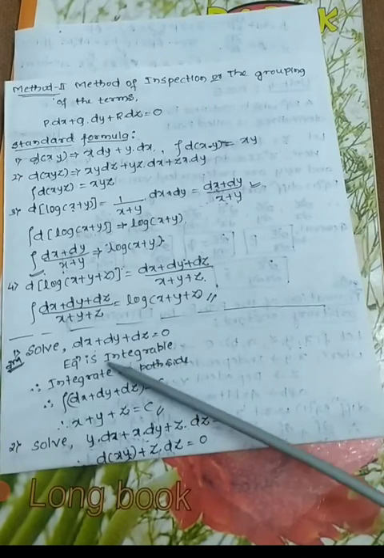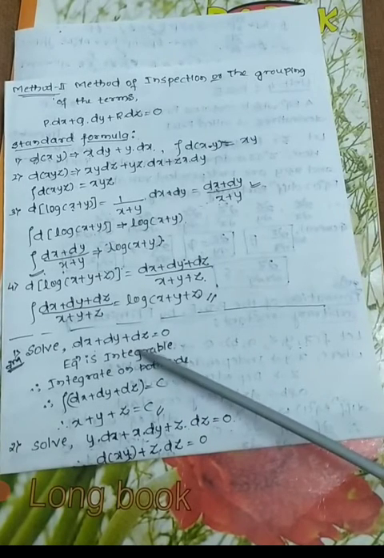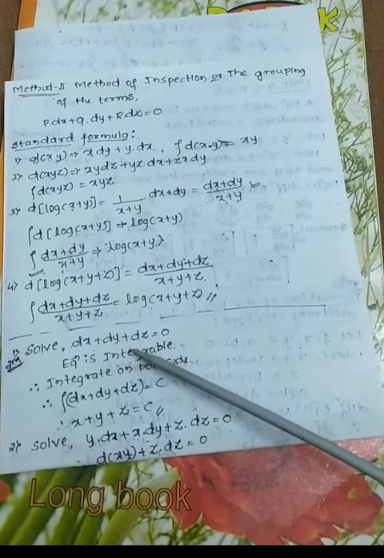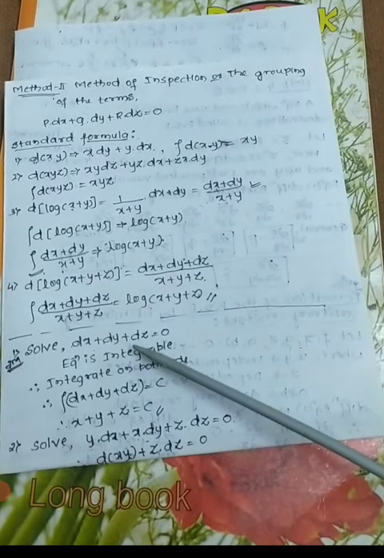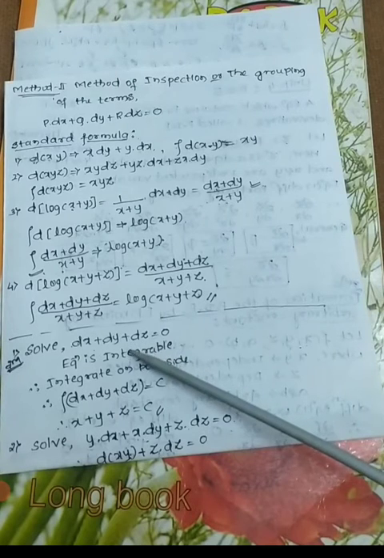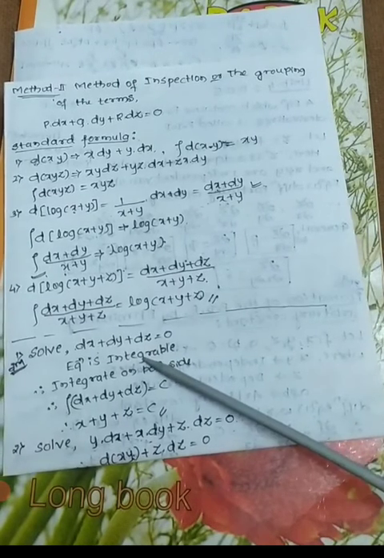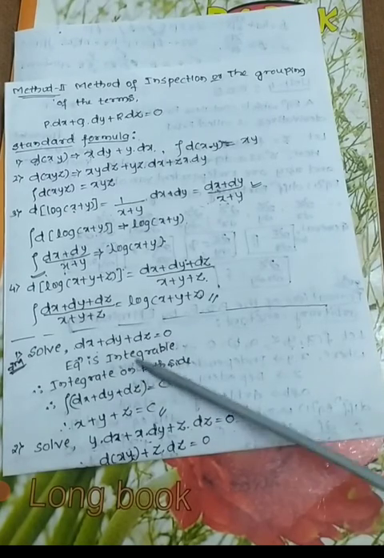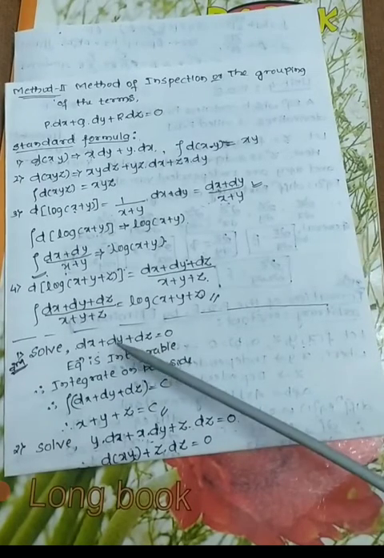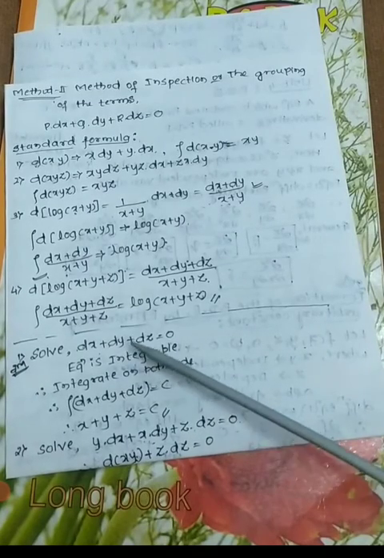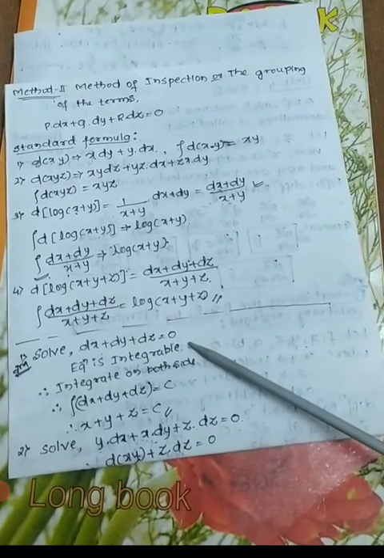That means the condition of integrability is what? The determinant of P, Q, R, ∂/∂x, ∂/∂y, ∂/∂z is equal to 0. Then only the total differential equation is solvable, and then only you can get the solution of a total differential equation. Here I am taking the equation as integrable; the condition of integrability is left to you. You have to show that the determinant is equal to 0.